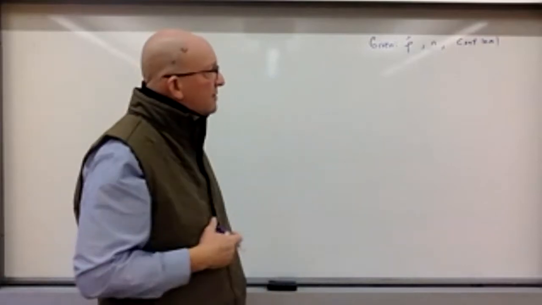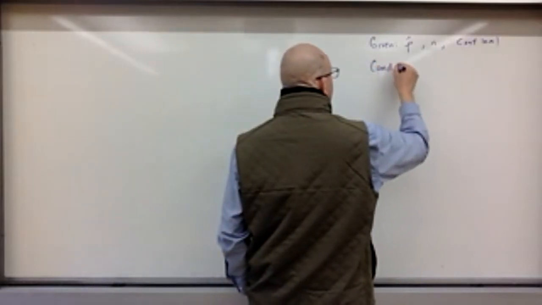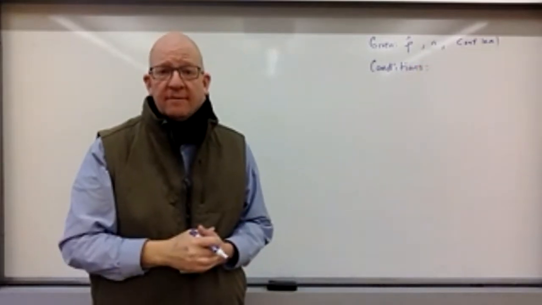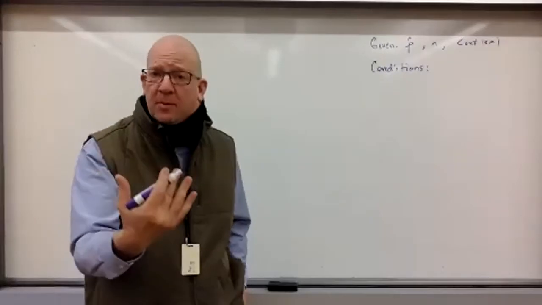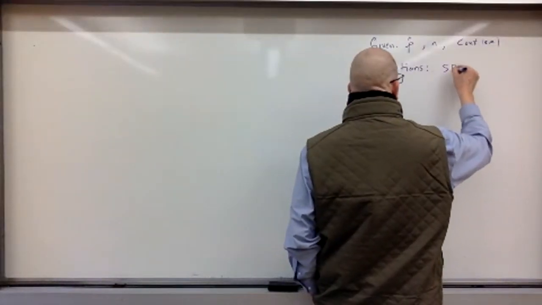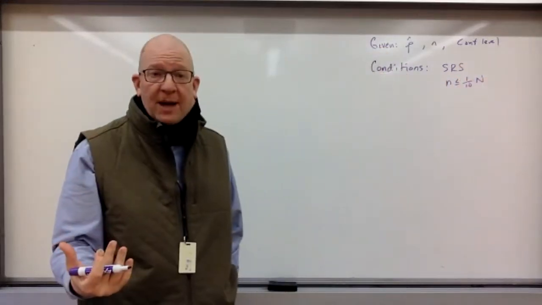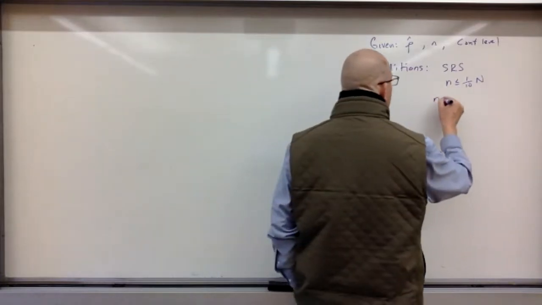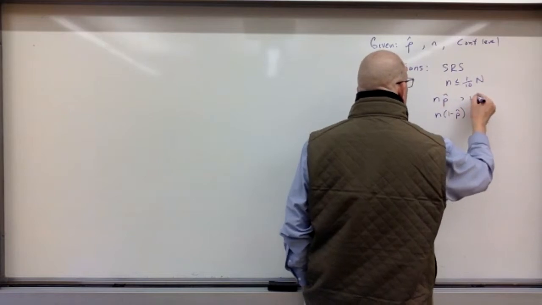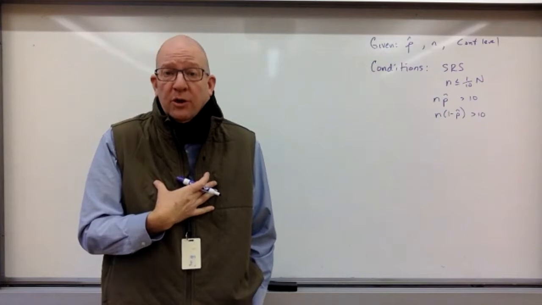The idea here is once you test your conditions, you can run the test. But let's go over the conditions first for a proportion. Do you remember what they were? Let's see. We have to have a simple random sample. We have to have our sample less than 1/10 of the population. And then we had n p hat and n(1 minus p hat) both greater than 10. As long as those were true, then we could use the normal curve.